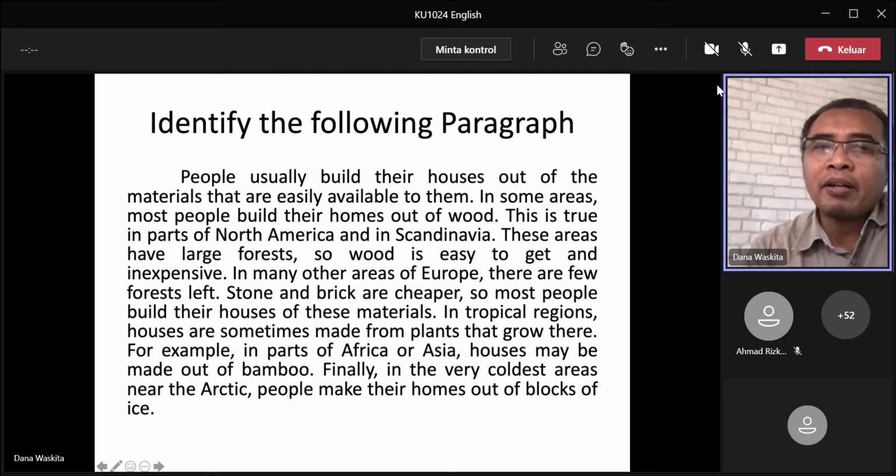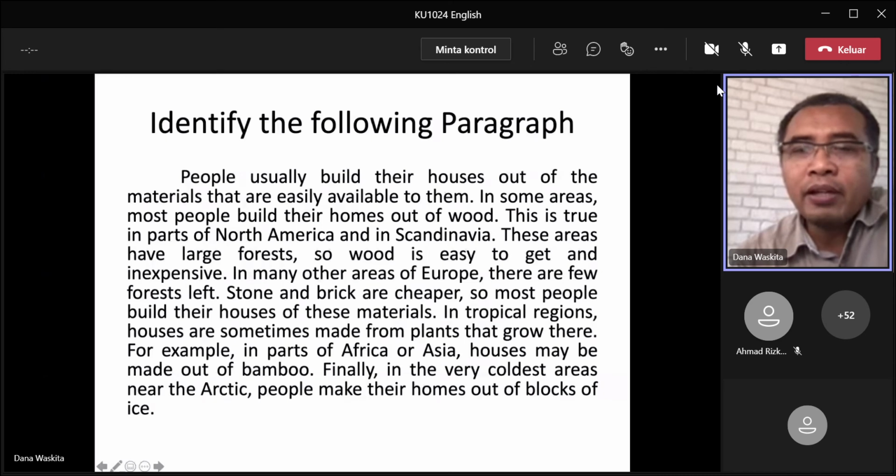Because they are available to them. And then in Asia, what do we have? We have bamboo, right? For building their houses.